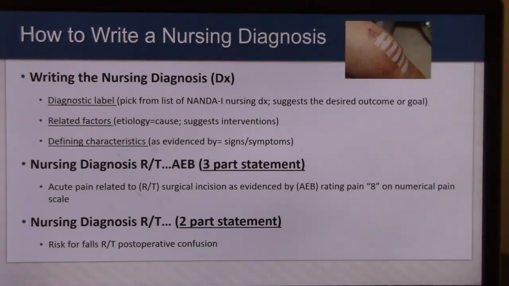Writing a nursing diagnosis, I'm going to talk to you about that in just a minute. The nursing diagnosis suggests a desired outcome or goal. Related factors, etiology is a cause, and defining characteristics, as evidenced by. This is a three-part nursing statement. What we require in our college is two-part. Risk for falls related to what? Postoperative confusion or an imbalanced gait, and so forth. And we are going to learn this together in the lab.